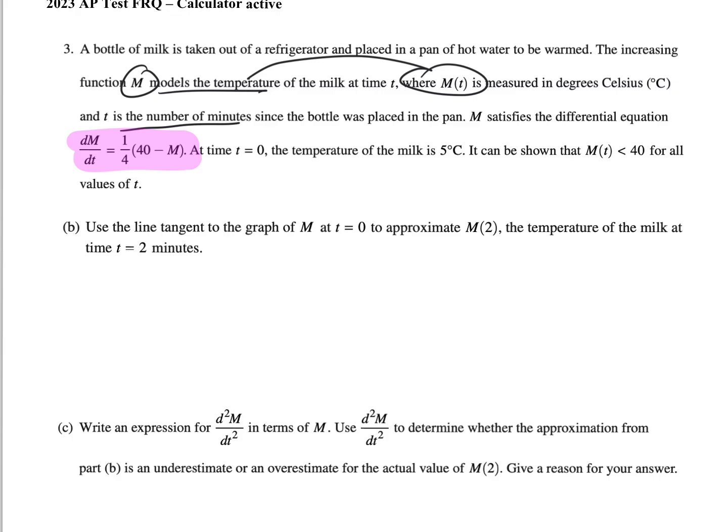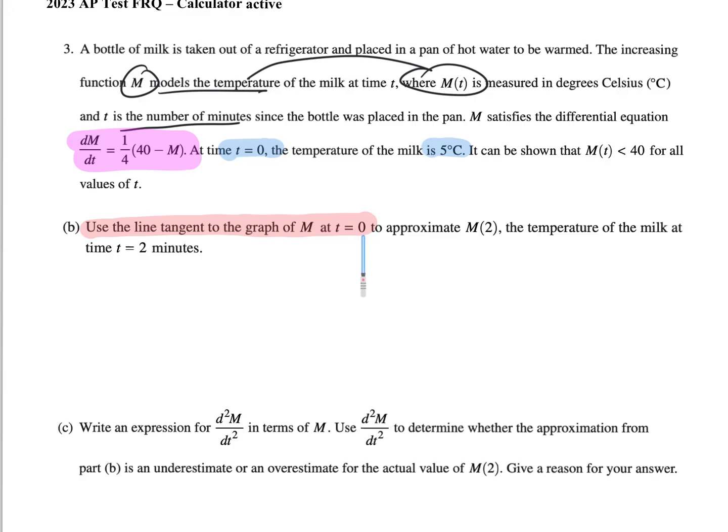And then it says at t equals 0, the temp is 5. Use the line tangent to the graph of M at t equals 0 to approximate M of 2. You guys, when it says use the tangent line when t is 0, that means go find the tangent line right there. Let's not look at this next part. Use it right here. What would we need? We need a point and a slope.